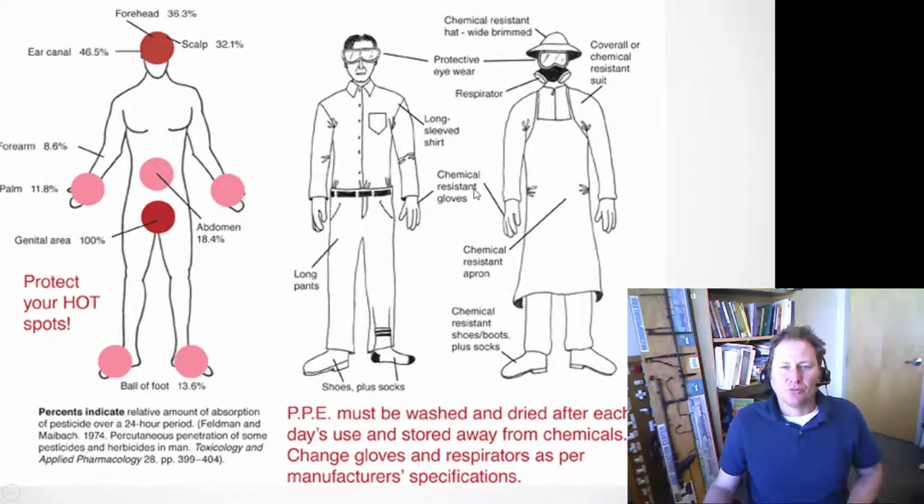This is interesting because of the routes that pesticides get into your body. We have some images here showing people in their PPE. PPE is known as personal protective equipment. And so the folks pictured have different levels of protective clothing. PPE must be washed and dried after each day's use and stored away from chemicals. Changing gloves and respirators as manufacturer specifications.